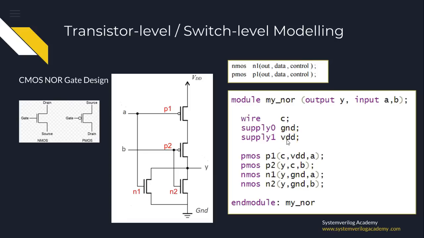Now you need to instantiate two PMOS and two NMOS transistors using the inbuilt functions PMOS and NMOS, named P1, P2, N1 and N2. The arguments of those functions, in order, are the source, drain, and gate. P1 source is connected to wire C, drain to VDD, and gate to input A. In the same manner, all other transistors are connected appropriately according to this circuit diagram. This is an example of transistor-level modeling in Verilog or SystemVerilog.